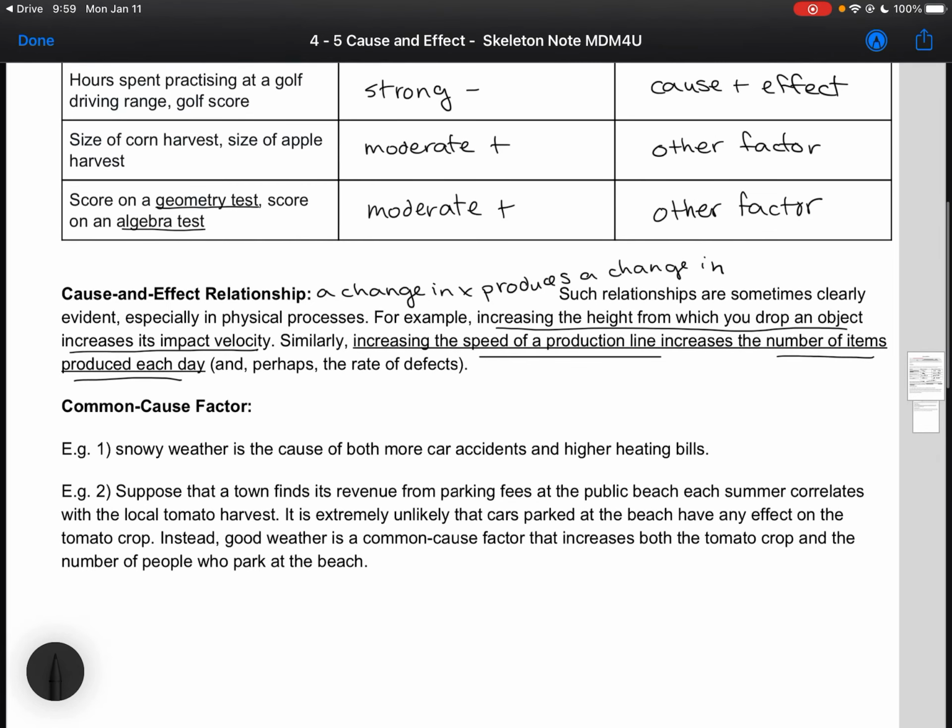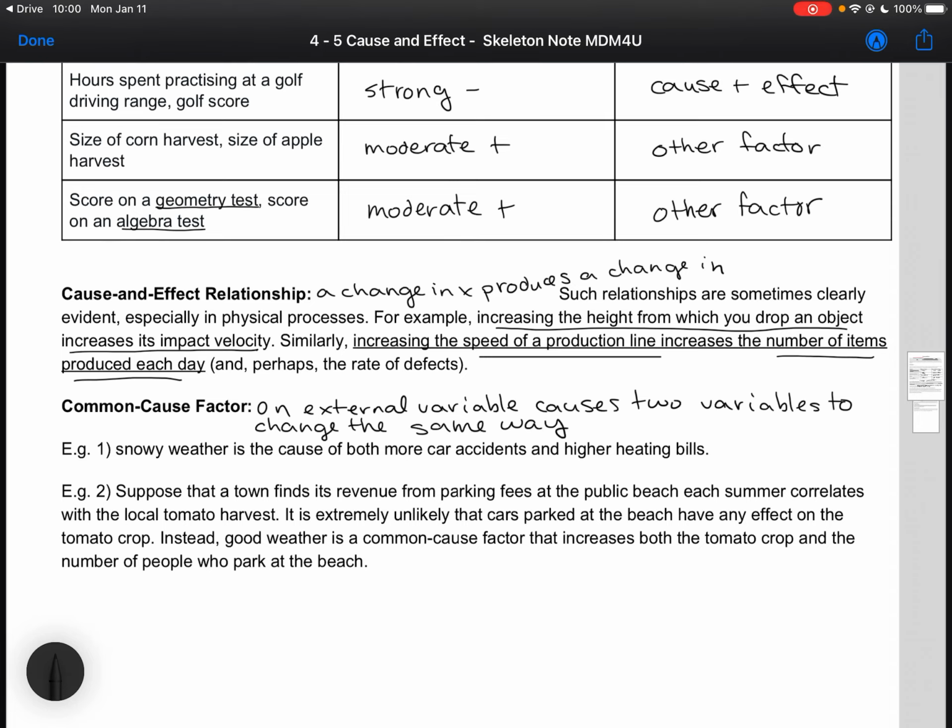The second type of relationship that we're going to look at is a common cause factor. So a common cause factor is an external variable that causes two variables to change the same way. So for example, snowy weather is the cause of both more car accidents and higher heating bills, but car accidents and higher heating bills are not a cause and effect relationship.